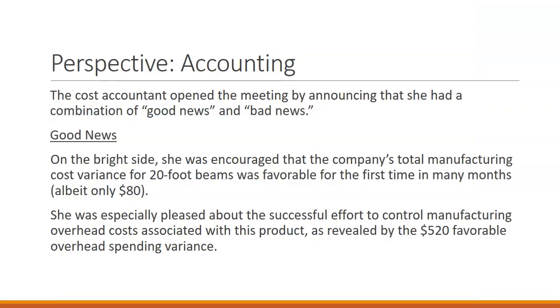So first we start with the accounting perspective. The accounting perspective is that we have good news and bad news. Good news, the company's total manufacturing cost variance was favorable for the first time in months. Even though it was only $80, it was still a favorable variance. We're pleased with this effort to control manufacturing overhead costs associated with this product, as revealed by a $520 favorable overhead spending variance.